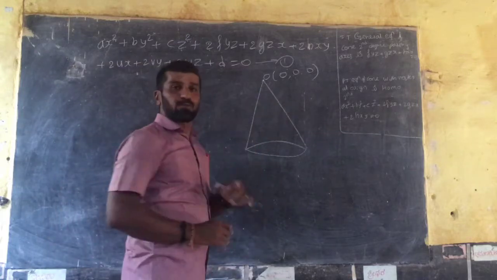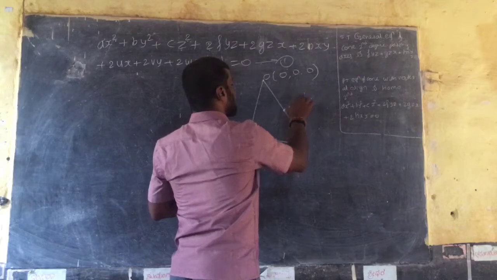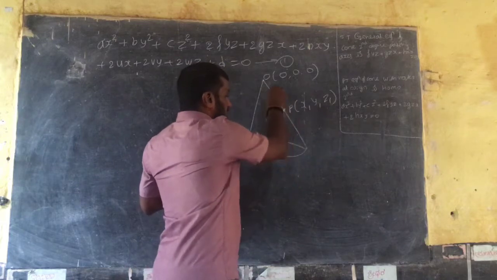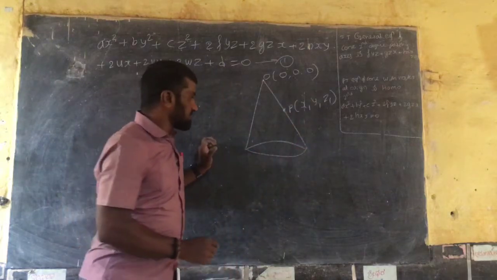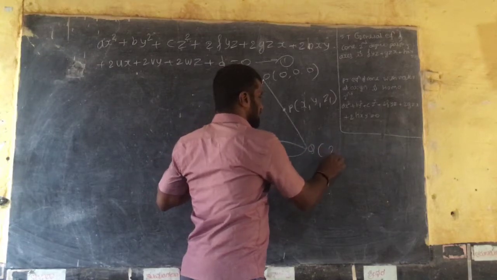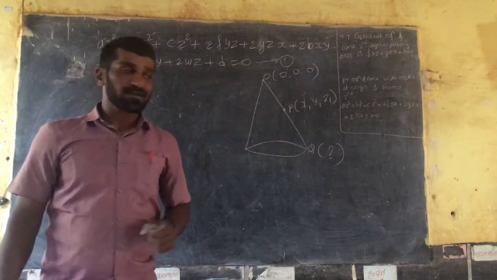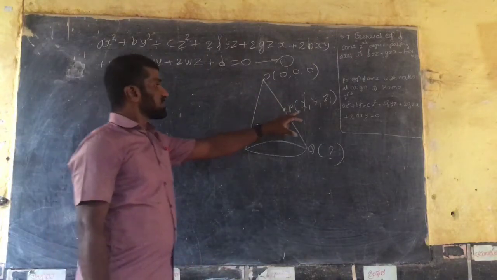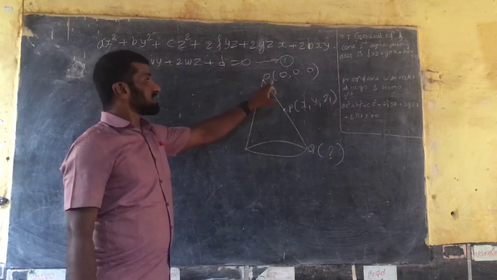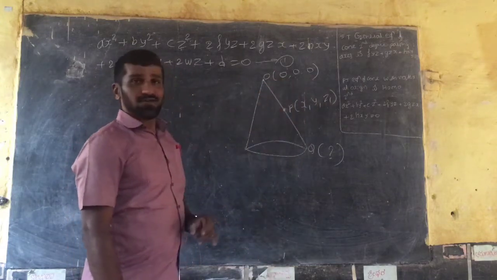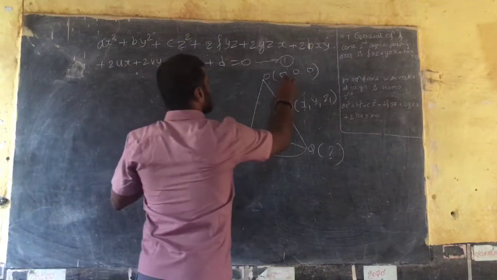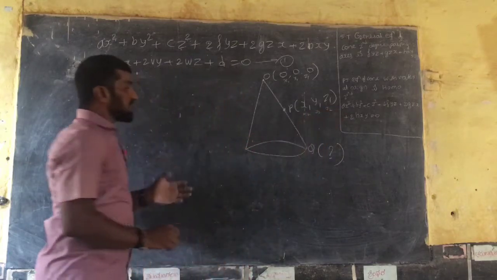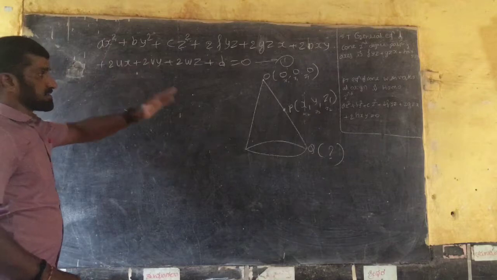So this surface passes through the point P of x1, y1, z1. If this line meets the curve, there is a formation of a point, call it Q. The cone passes through the point x1, y1, z1, and the vertex is already the origin. So by using the two point formula, with the points x1, y1, z1 and x2, y2, z2, I want to prove this result.